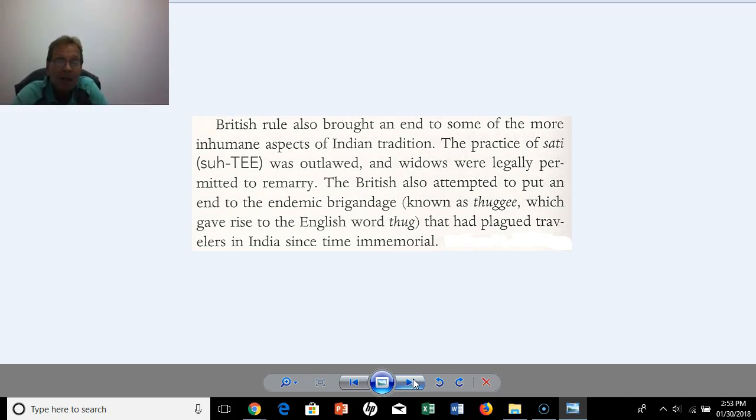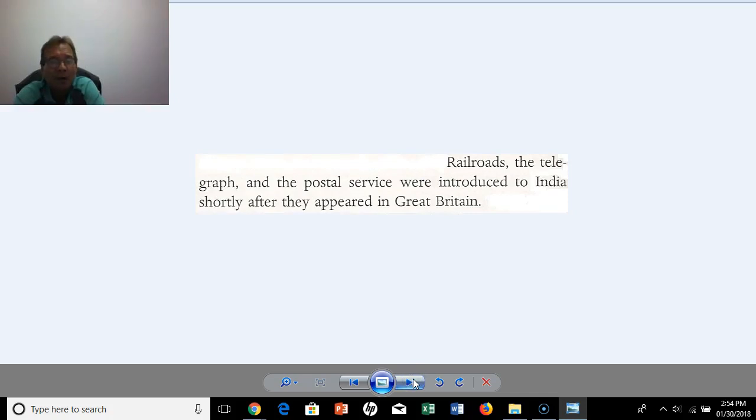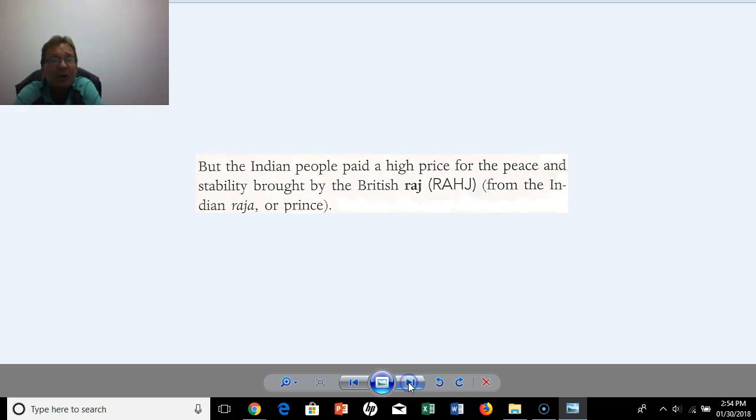Not very nice. The British also attempted to put an end to the endemic brigandage known as the Thuggee, which gave rise to the English word thugs, who had plagued travelers in India since time immemorial. Railroads, the telegraph, and postal service were introduced to India shortly after they appeared in Great Britain. So there were infrastructure improvements made. Law and order was a stabilizing influence.